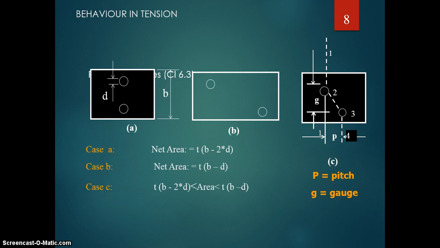Okay, that is a chain pattern. First is your chain pattern, then case B. In case B, the net area you have calculated is the thickness multiplied by the width of the plate minus the diameter of the bolt hole. And in the third case, for the staggered pitch, you have to calculate the area. The area in case C is greater than the area of case A, and less than the area of case B. That is, T into B minus 2 into D is less than the area for the third, staggered case, which is less than T, the thickness of plate, multiplied by B, the width of plate, minus D, the diameter of bolt hole. Here P is the pitch and G is the gauge distance.